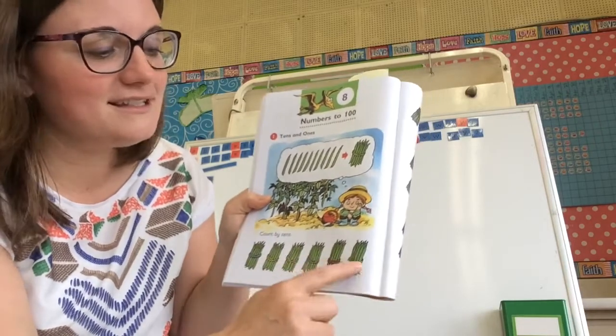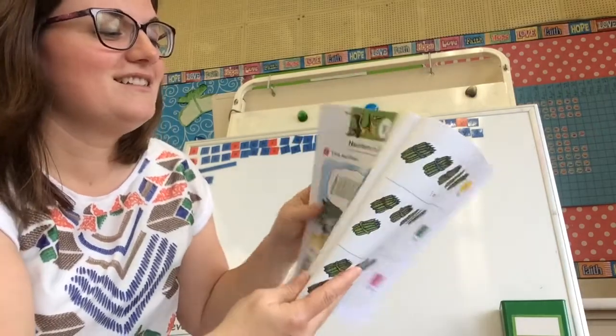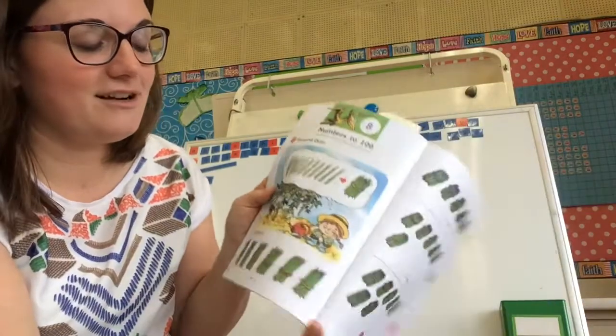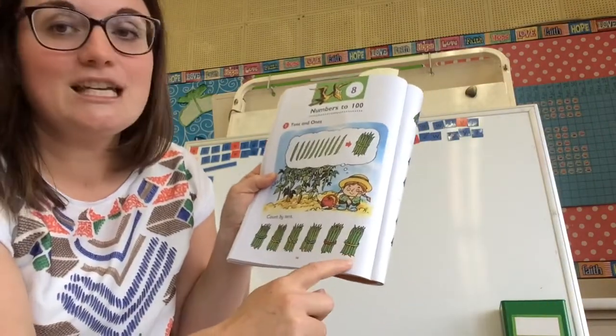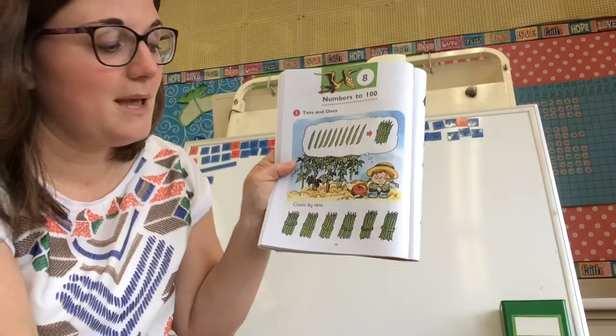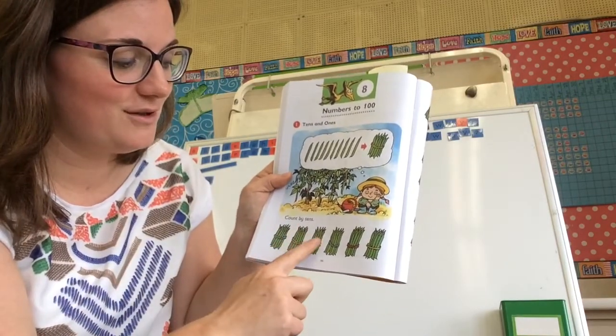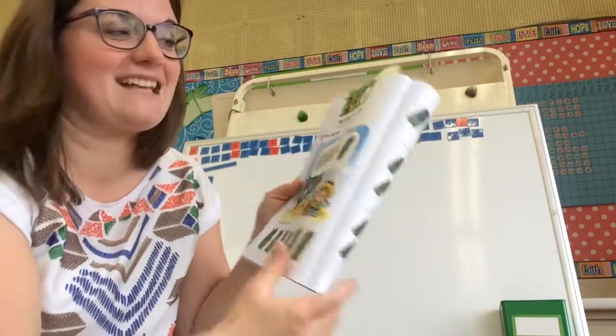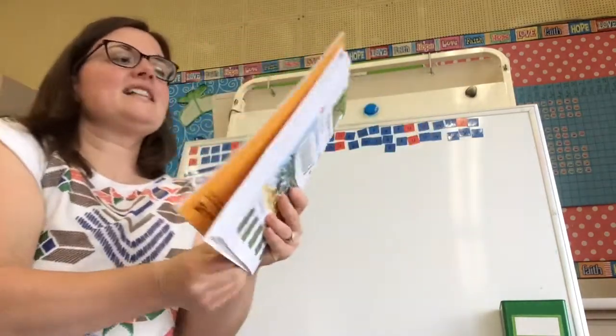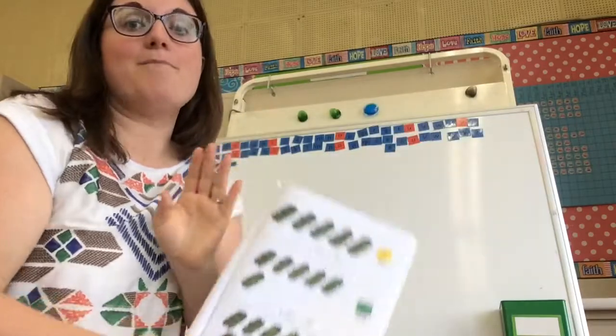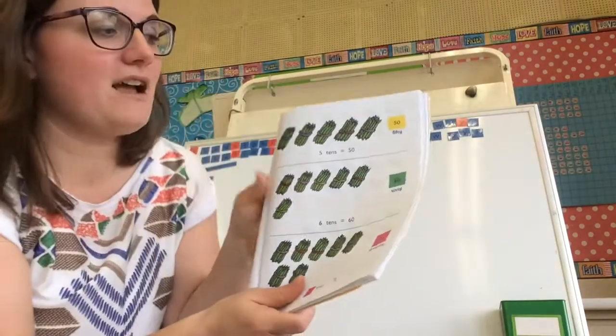There are 60 green, sorry, not 60 bundles, 60 green beans. But there are 6 groups of 10. 1, 2, 3, 4, 5, 6. Okay? And that's what we're going to learn. We're going to talk about how many tens are in each number.